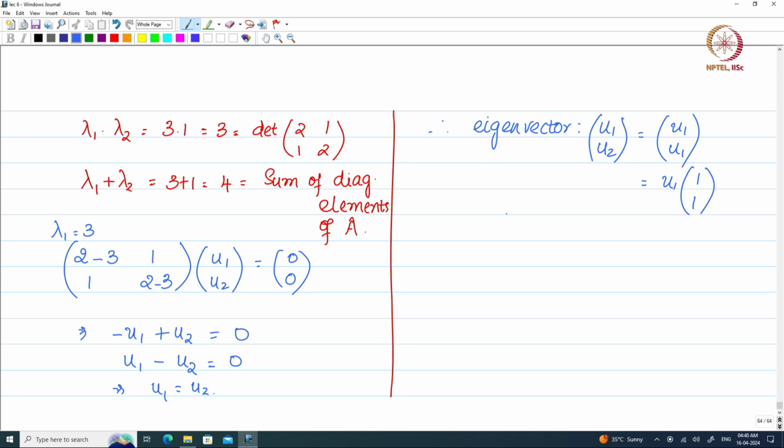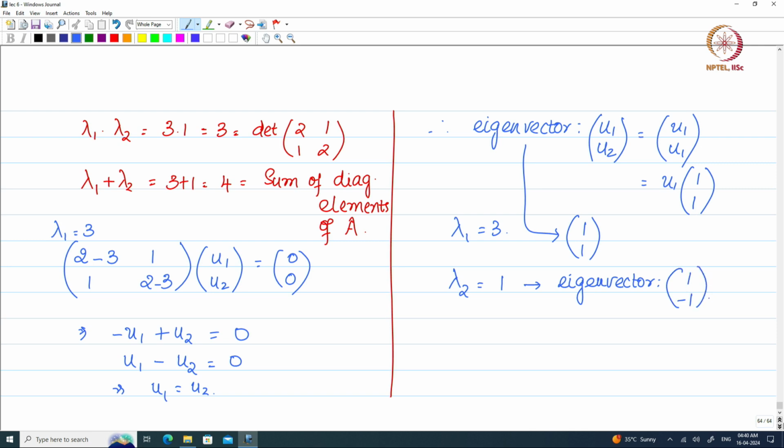So the eigenvector is (1, 1), corresponding to lambda 1 is equal to 3. Similarly, we can find for lambda 2 is equal to 1, the eigenvector is (1, minus 1).